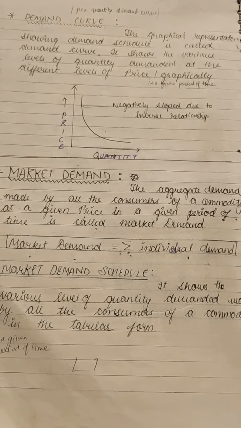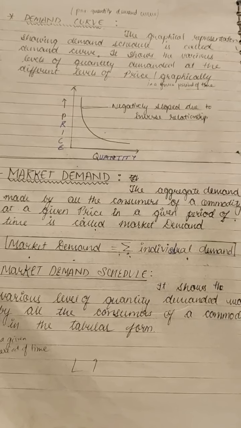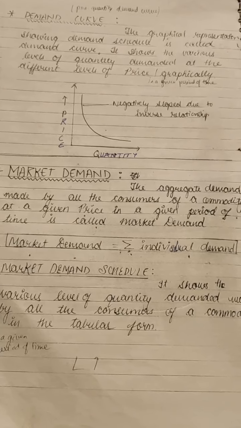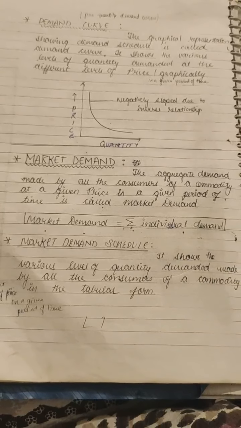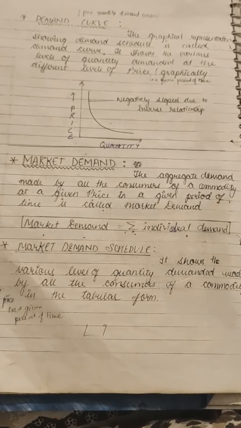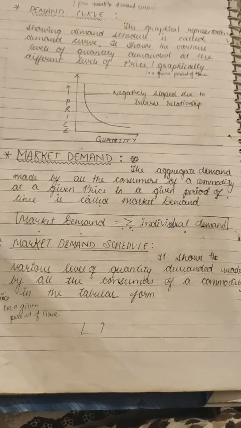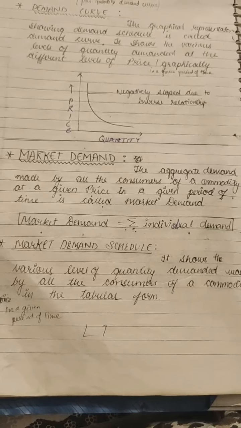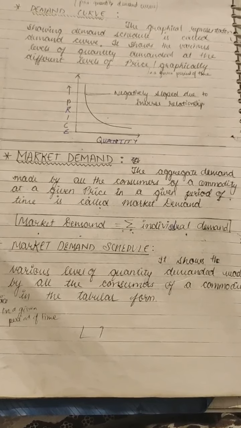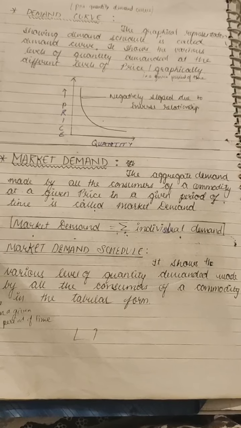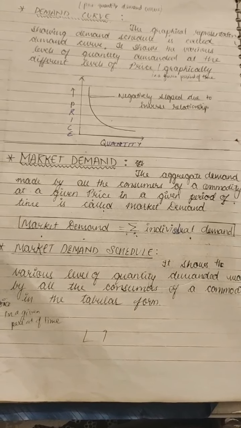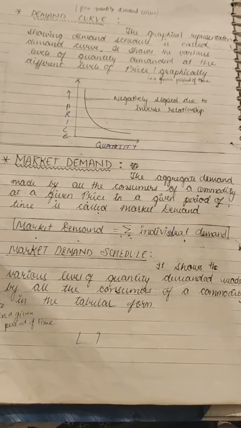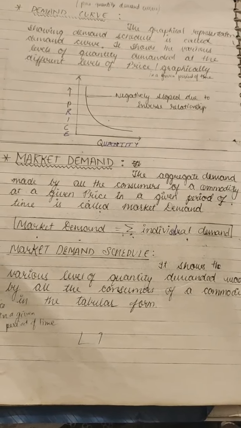Market demand schedule. It shows the various levels of quantity demanded made by all the consumers of a commodity in the tabular form during a given period of time is known as market demand schedule. I repeat it. It shows the various levels of quantity demanded made by all the consumers of a commodity in a given period of time in the tabular form is known as market demand schedule.